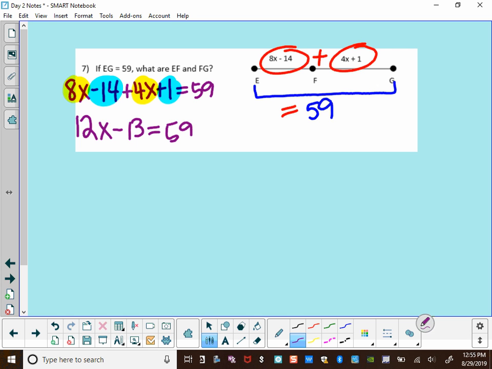Now we're just solving. Okay, how do I get x by itself? What needs to go? That's negative 13, right? How do I get rid of negative 13? Plus 13. We need to add 13 to both sides. So now my 13 is gone. So I'm left with 12x. That equals 72. Good, 72.